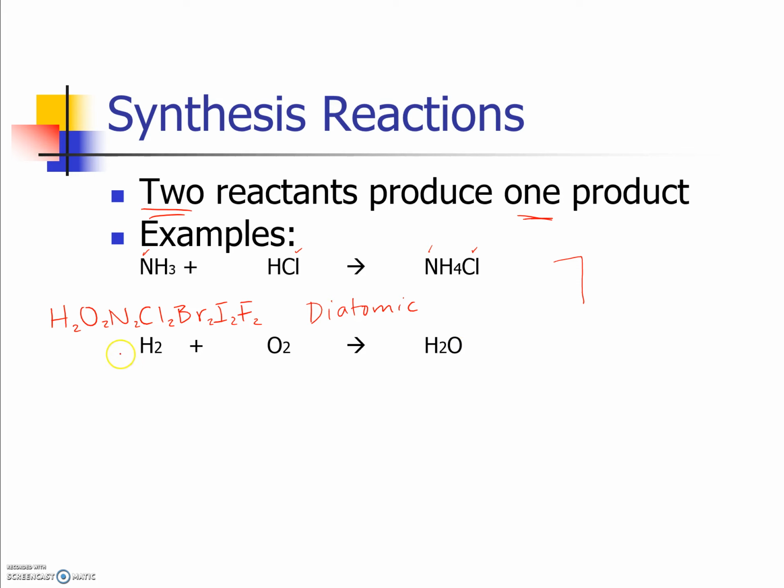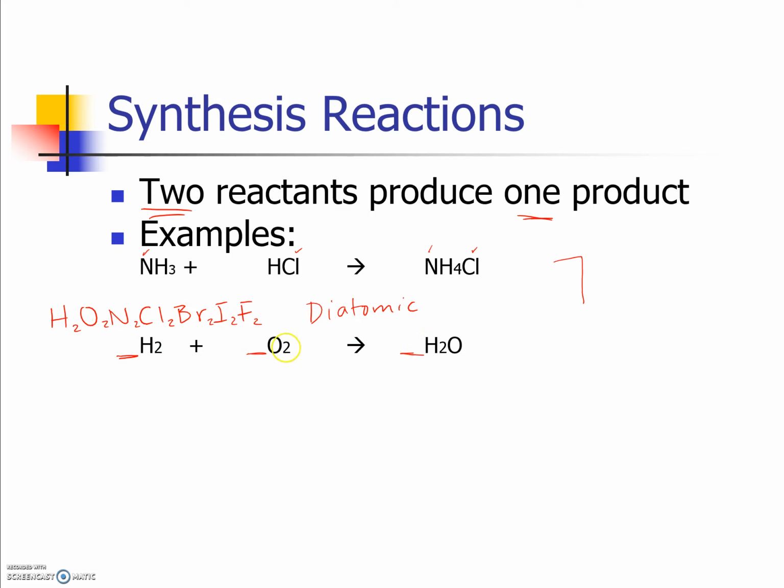What is helpful, especially when people are learning to balance, is to put a blank in front of each compound or element. In these spaces, we can then balance. So if I have 2 hydrogens and I have 2 hydrogens, I'm good.